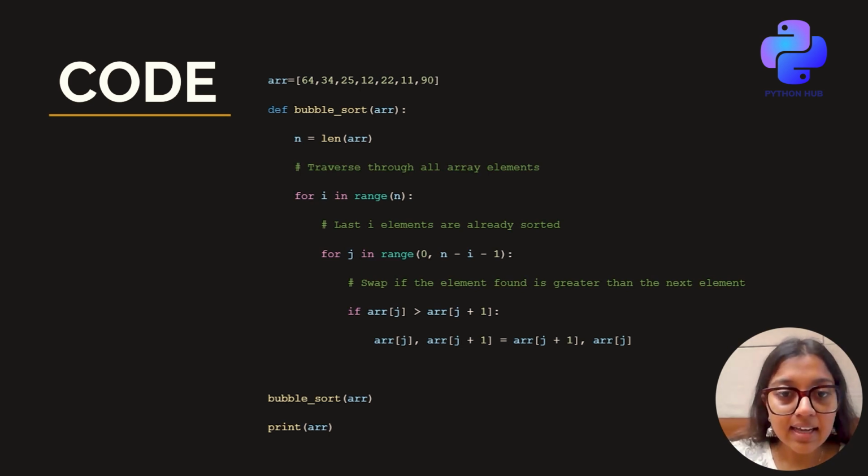Alright, so the array here is 64, 34, 25, 12, 22, 11 and 90. This is the function that we'll be using. First, we'll calculate n, the length of the array. Here we'll have to calculate what the length of the array is. We can count 1, 2, 3, 4, 5, 6, 7. So the length of the array, n, is equal to 7.